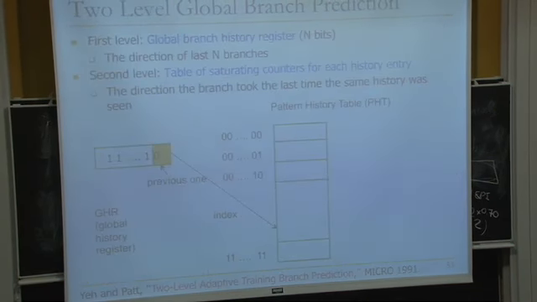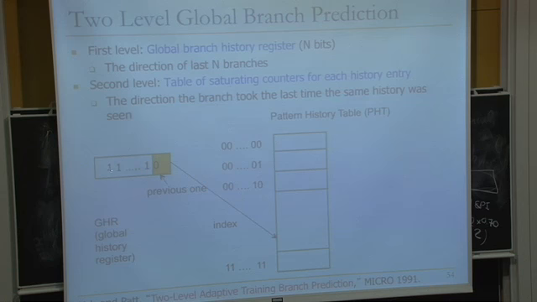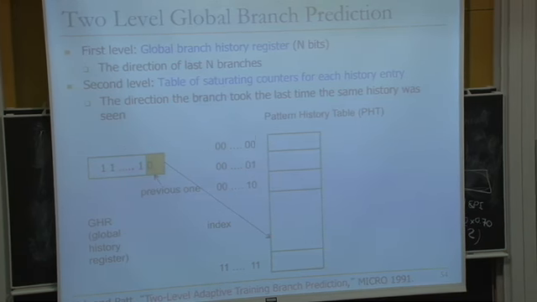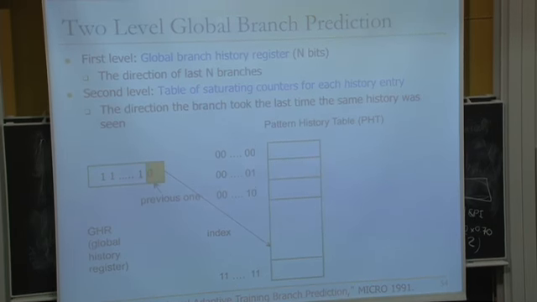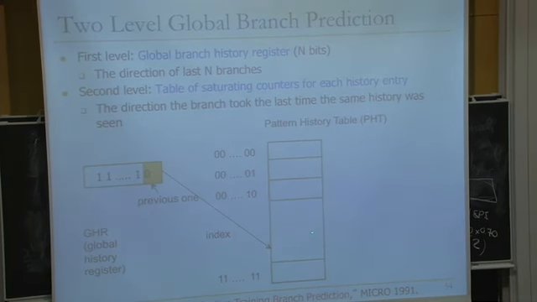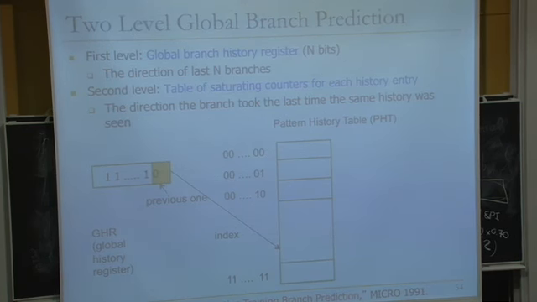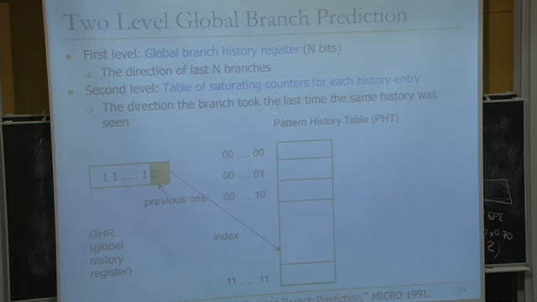So let's take a look at how this works. Basically, first level is you have this global branch history register that recorded the outcomes of the last n seen branches, the direction of the last n branches. The second level is the table of saturating counters we had seen before. The last time we saw this history, was the branch taken or not taken? You could have 1 bit, you could have 2 bits again. The direction the branch took the last time the same history was seen.